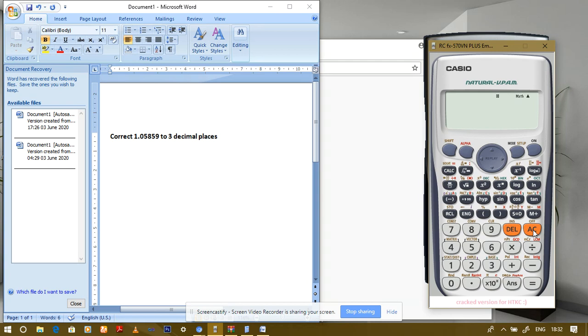Very simple, very easy. How to use the calculator in solving questions in the math subject, especially in the objective, to save time in the objective.